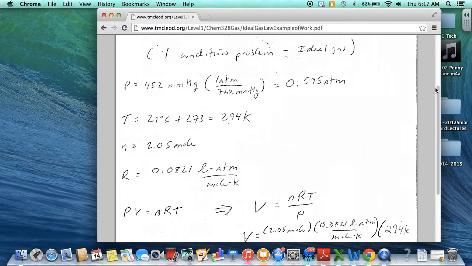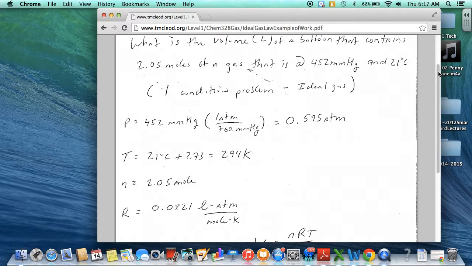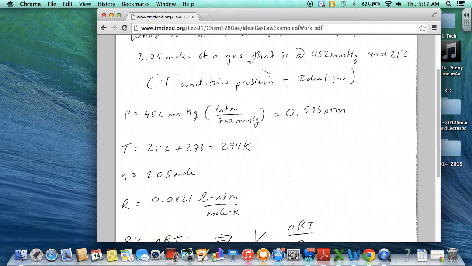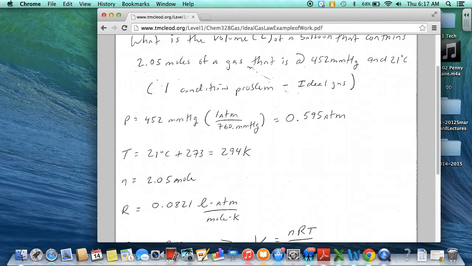As you can see from the question, the volume you're looking for should be in liters. So you also have 2.05 moles, and a pressure of 452 millimeters of mercury and 21 degrees C. So you need to change the degrees C into K, which I did, and you need to change the 452 millimeters of mercury into atmospheres.